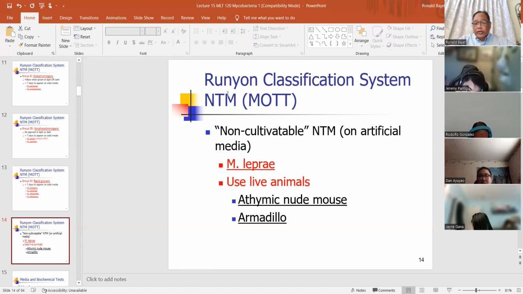The only way you can grow this organism is using live animals, either the athymic nude mouse or the armadillo. The most common test question is which Mycobacterium species will grow on armadillos? And the answer is Mycobacterium leprae, okay, armadillos. Make sure you know that. It's a very testable piece of information.